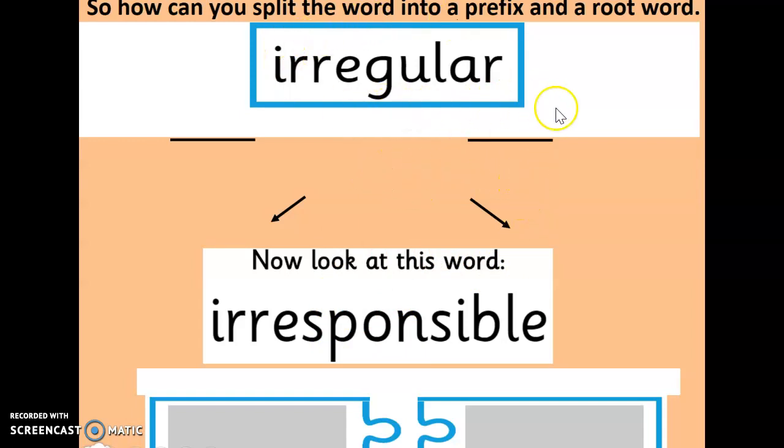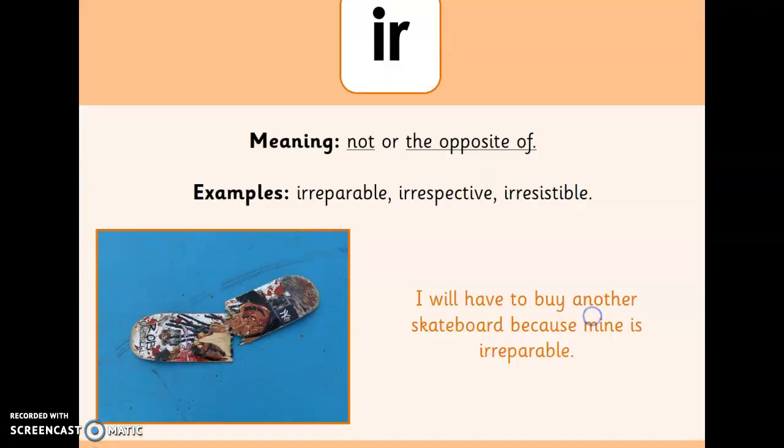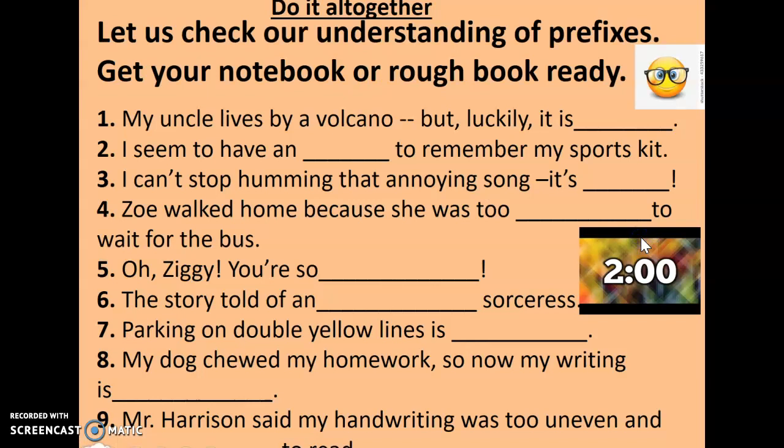So this word irregular, the prefix is ir, yeah, you are right. It is a prefix and regular is our root word. Good job. How about this word? What did you write? Ir. Okay, this is our, yes, prefix. And responsible is our root word. So this is again one of the examples you can see here.